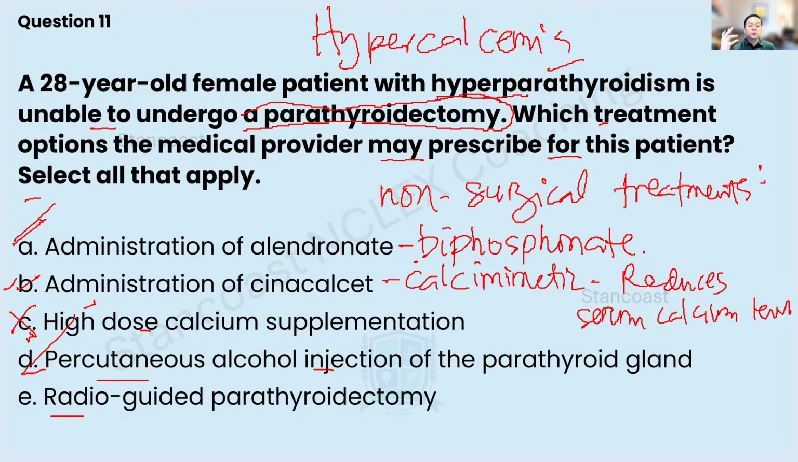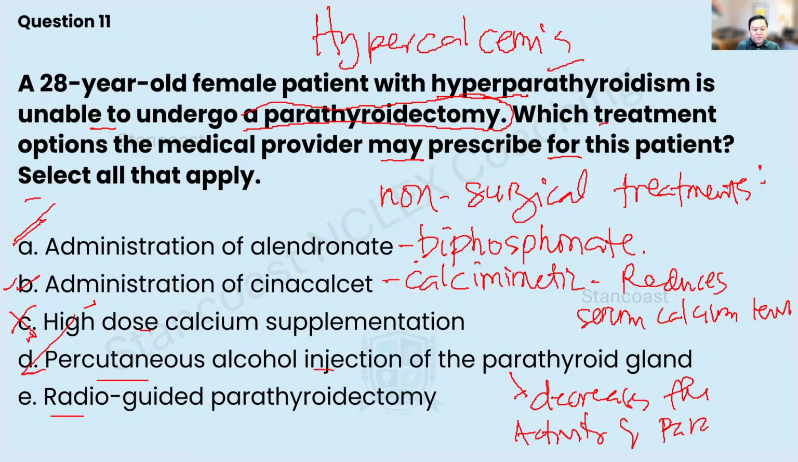This will involve the injection of the alcohol into the parathyroid gland, and this will reduce the activity of the parathyroid gland. So it will now result in a much more normalized calcium level, okay? Decreases the activity of the parathyroid gland. So the expected result here will be reduction in the PTH hormone and also the normalization of the calcium level.